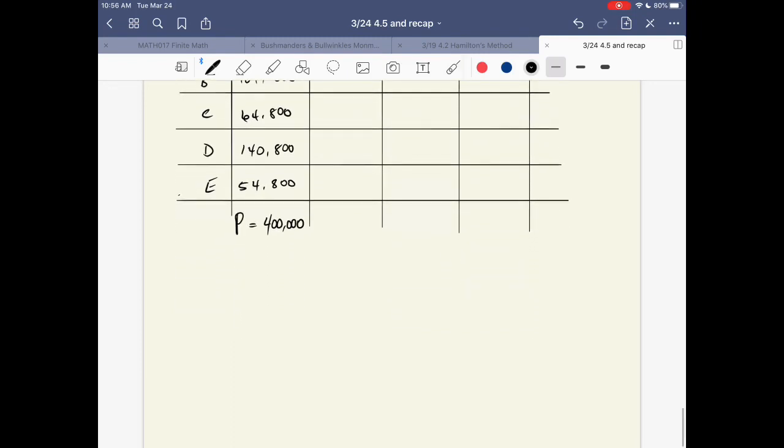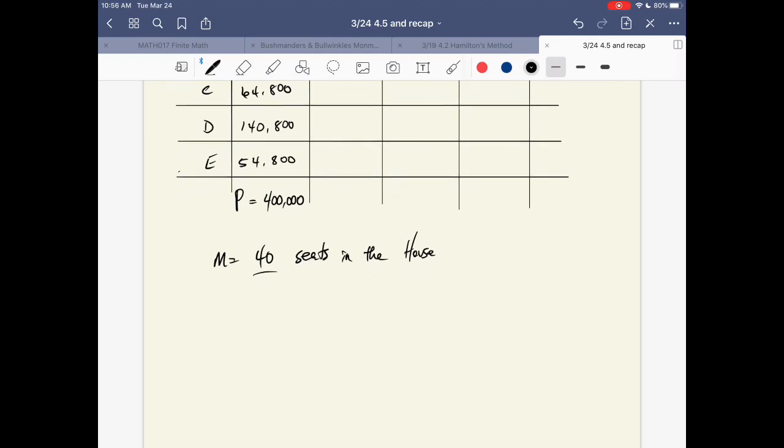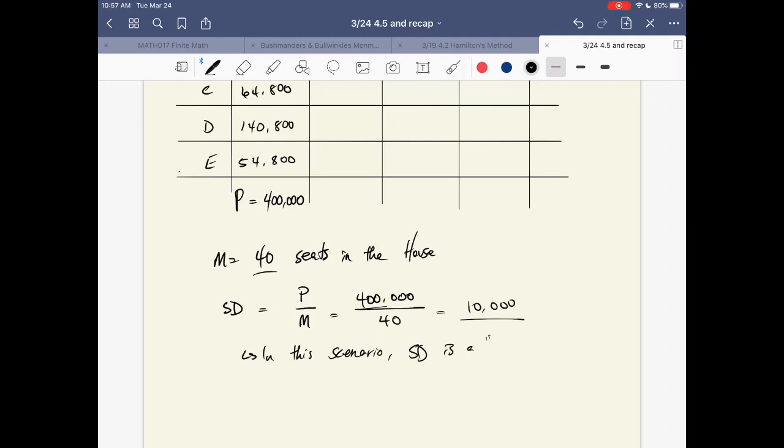Okay. So if P is 400,000, and let's say they have M equals 40 seats in the house, how are they going to apportion these 40 seats? Well, let's first try, I'm going to give you a hint, the standard divisor will work in this case. Let's find the standard divisor, which is the total population over the number of seats. So this should be 400,000 divided by 40, which is exactly 10,000. So this is a nice, easy standard divisor to work with. 10,000, you can just move decimal points over. In this scenario, SD is a suitable divisor.